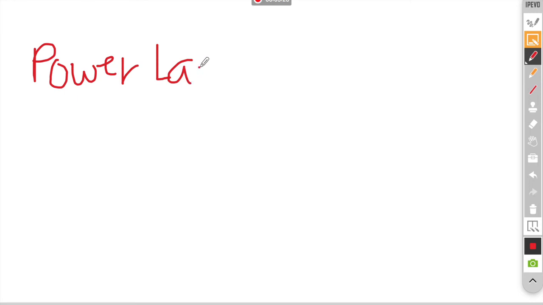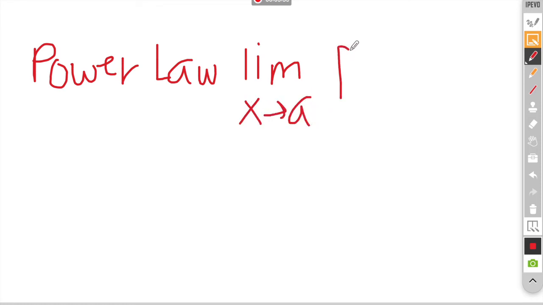All right, now we're going to go into a few more and we're almost done. So next one is the power law. Okay, the power law is actually pretty straightforward. It's just a power, but this law makes it easier. So limit as x goes to a, and then we have the function f of x raised to the power of n, some power n, right?